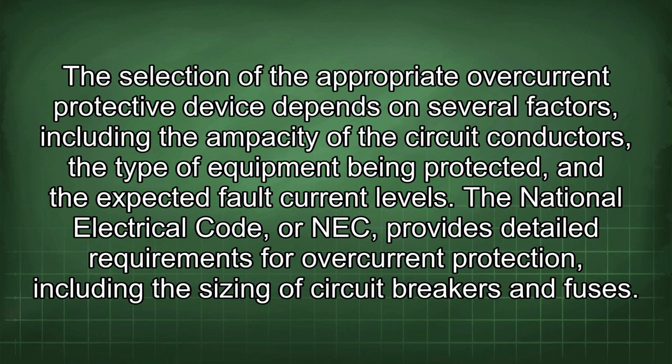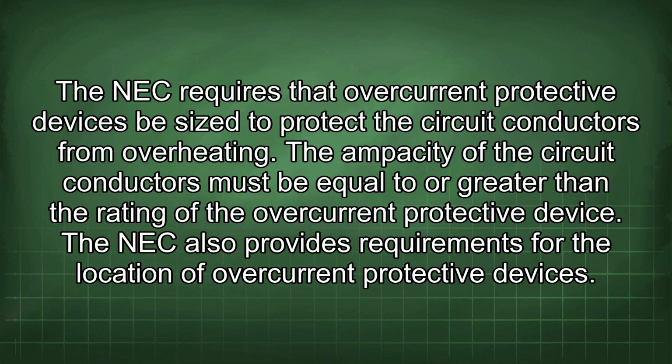The selection of the appropriate overcurrent protective device depends on several factors, including the ampacity of the circuit conductors, the type of equipment being protected, and the expected fault current levels. The National Electrical Code, or NEC, provides detailed requirements for overcurrent protection, including the sizing of circuit breakers and fuses. The NEC requires that overcurrent protective devices be sized to protect the circuit conductors from overheating. The ampacity of the circuit conductors must be equal to or greater than the rating of the overcurrent protective device.